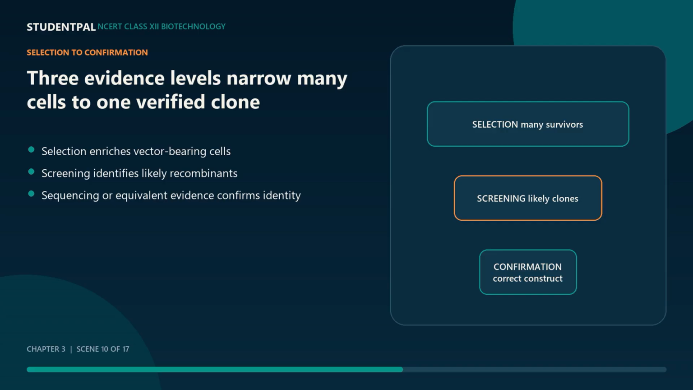State the direct observation before the conclusion. A colony growing on antibiotic is an observation supporting selection. A PCR band of expected size supports the presence of a region between two primer sites. Neither alone proves the complete sequence. A high-quality cloning workflow therefore moves from broad recovery to targeted screening, and then to independent molecular confirmation.